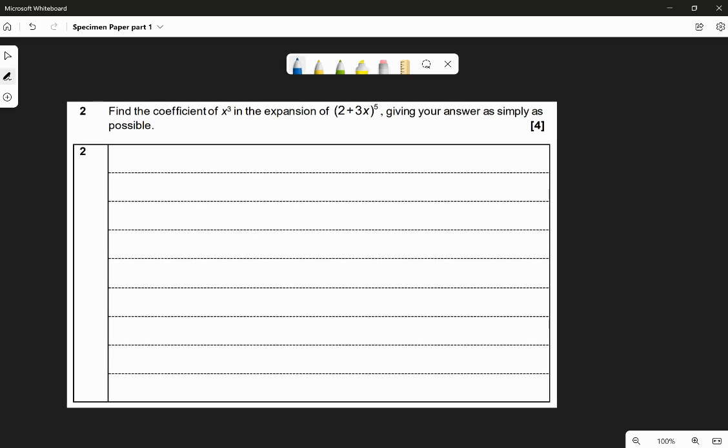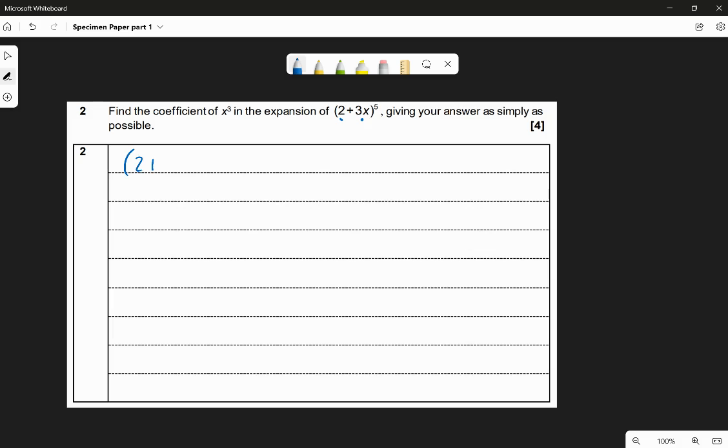In question 2, find the coefficient of x cubed in the expansion of (2 + 3x) to the power of 5, giving your answer as simply as possible. This is a binomial expansion because there are 2 terms in this bracket. That's what a binomial is, 2 terms. We're expanding 5 of these brackets in a row, because we're putting it to the power of 5.